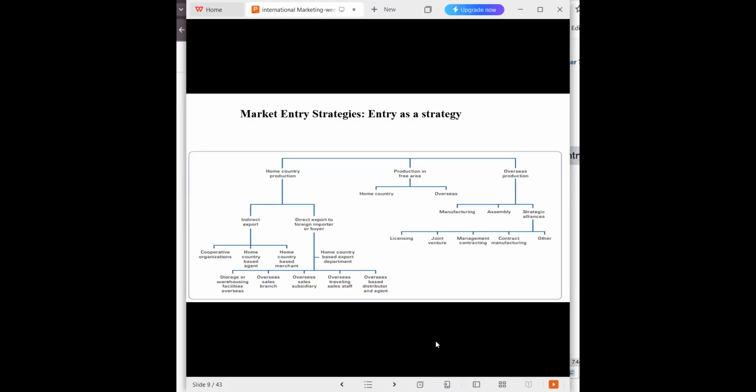Okay, as I mentioned, I brought out this particular table in the last class, that apart from importing and exporting, there are various entry modes that one can consider. So we have the indirect, we have importing, we have exporting, and under importing, we still have direct and indirect importing. So we have indirect importing, indirect exporting and direct exporting.